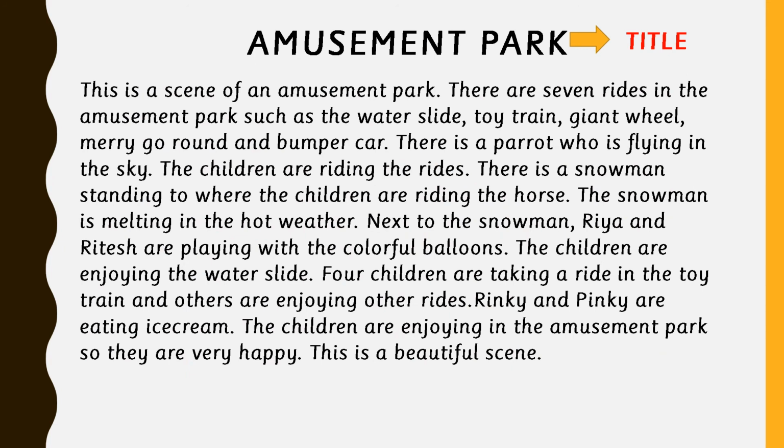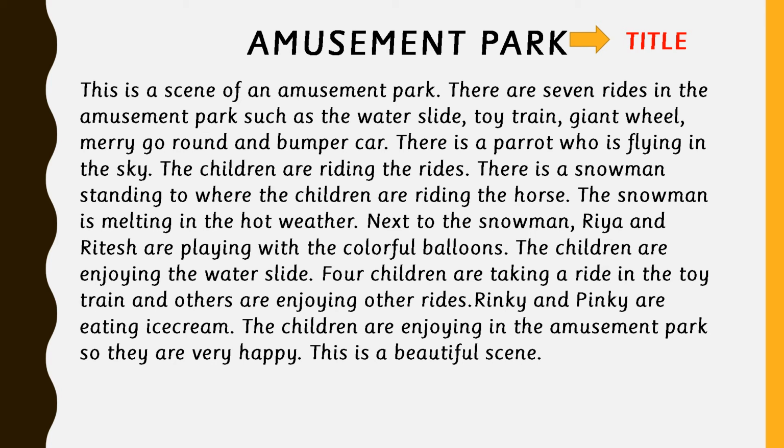So the picture description should look like this. First you have the heading. The heading is amusement park. After that you have the description in the form of sentences. These are the same sentences that we have written as answers to the questions that we asked ourselves in our mind. So the picture description would be: This is a scene of an amusement park. There are 7 rides in the amusement park, such as the water slide, toy train, giant wheel, merry-go-round, and bumper car.